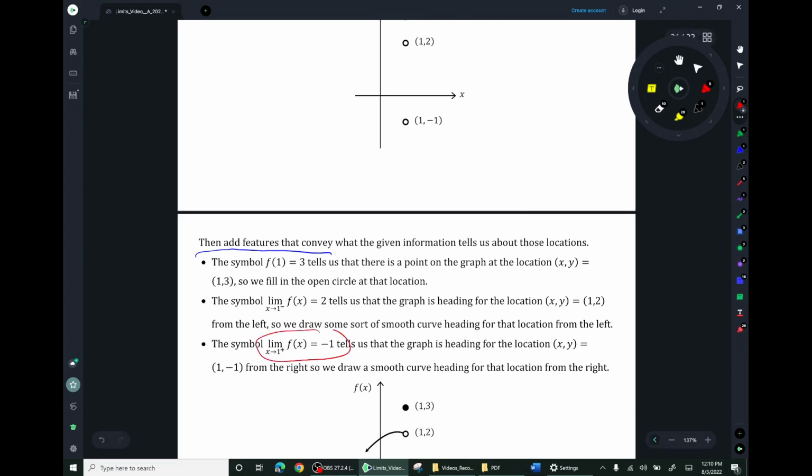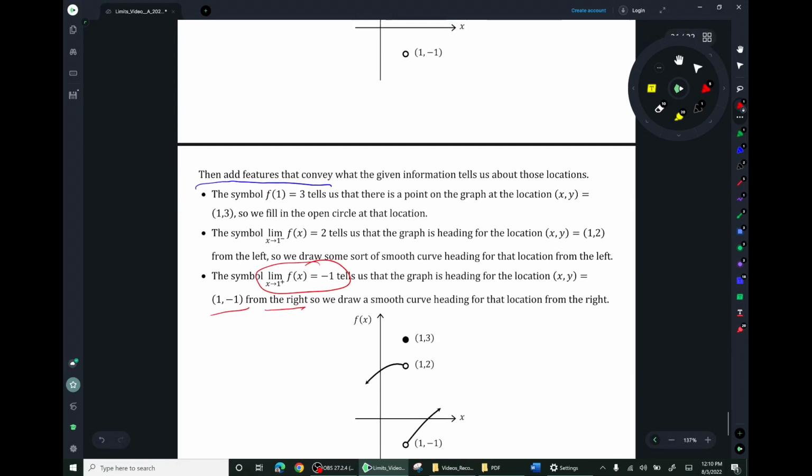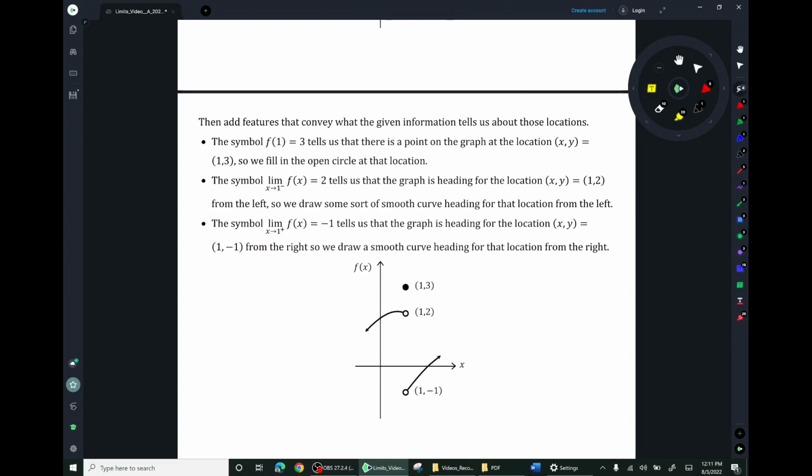Finally, this symbol tells us the graph is heading for this location from the right. So we draw a smooth curve that's heading for that location from the right. So that's this curve. Notice that we should think of this as heading for this location. So this arrowhead indicates that that curve continues on over here. But we are thinking about this symbol in terms of this behavior, that the graph is heading for this location from the right. So there we go. There's our finished graph.